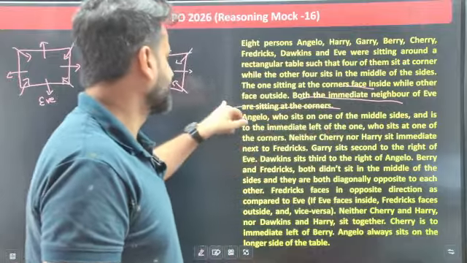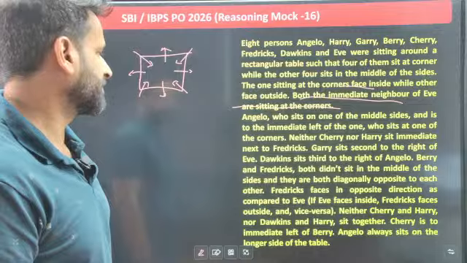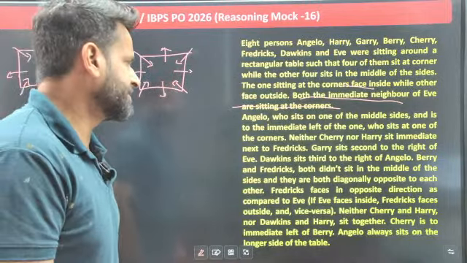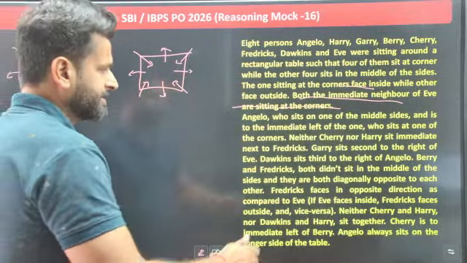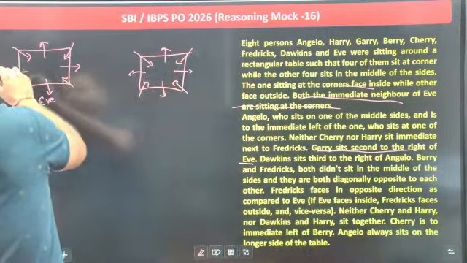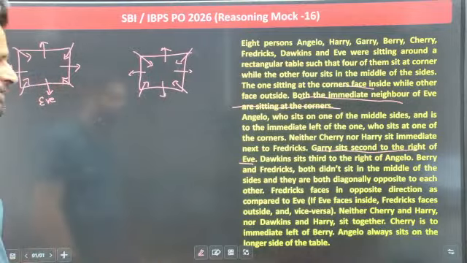Angelo, who is sitting in mid of side and is to the immediate left of the one who is sitting at one of the corners. Angelo is also in mid of side. Neither Cherry nor Harry is immediate next to Fredericks. Gary is second to the right. Let us place this now. Gary is second to the right of Eve. This will be Gary. What is the spelling? Starting with G. Garry. Second to the right of Eve. Is it okay?